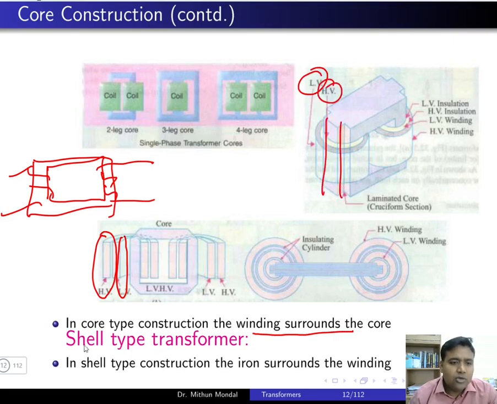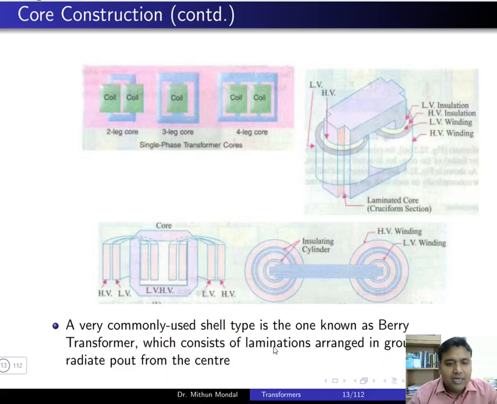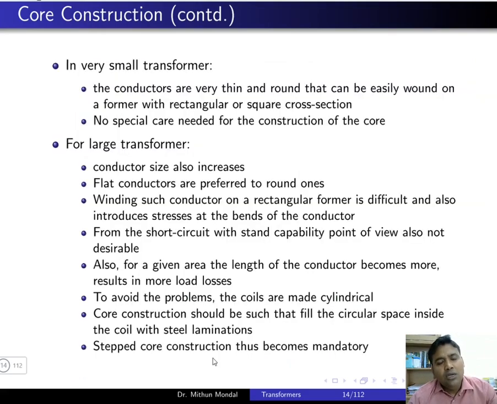The other type of the core is basically the shell type transformer, where the iron is surrounding the winding. So we can have core type transformer or shell type transformer. In core type transformer the winding is surrounding the core, and in shell type transformer the iron is surrounding the winding. Generally, one more commonly used transformer is known as the Berry transformer, which consists of laminations arranged in groups that radiate out from the center. However, all our discussions will be pertaining to the core type of construction because they are the ones which are mostly in use.